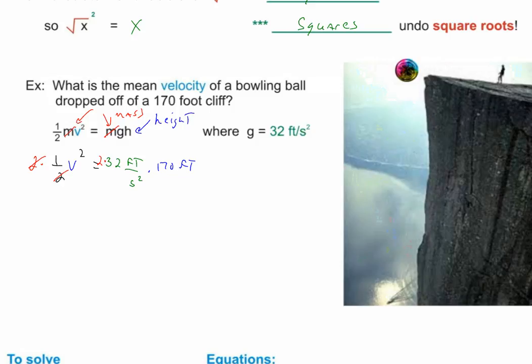So let's rewrite. Here's where we're at right now: v squared equals 2 times 32 feet per second squared times 170 feet. That's where I'm at right now. What's the next step? Somebody raise your hand and tell me what to do next.